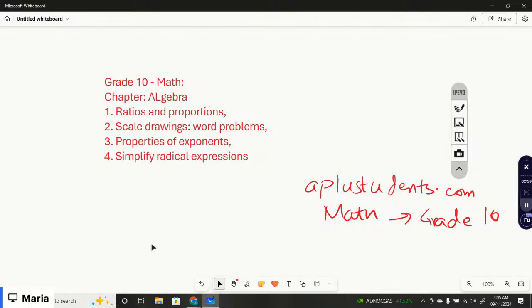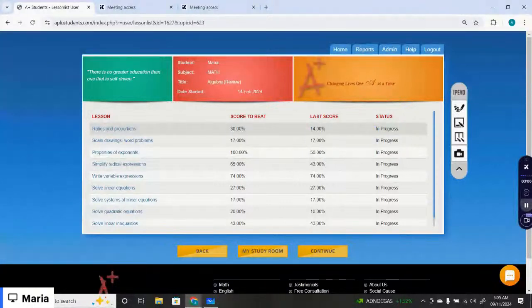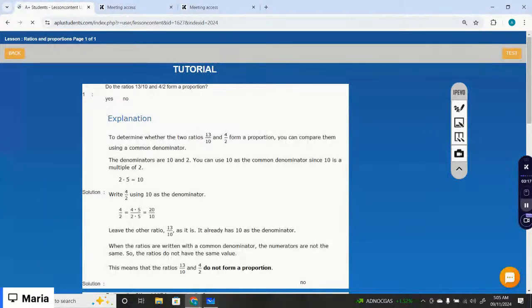So please make sure you have your notebook and pencil so that you can note down the important examples and definitions as well. So let's just start with the chapter. Grade 10 math, we're going to start with the chapter algebra. Let's just start with the first lesson, that is ratio and proportions.